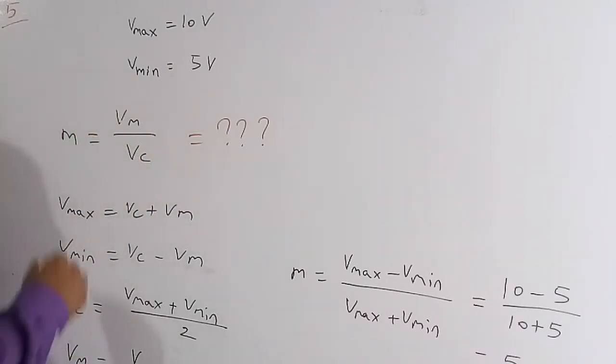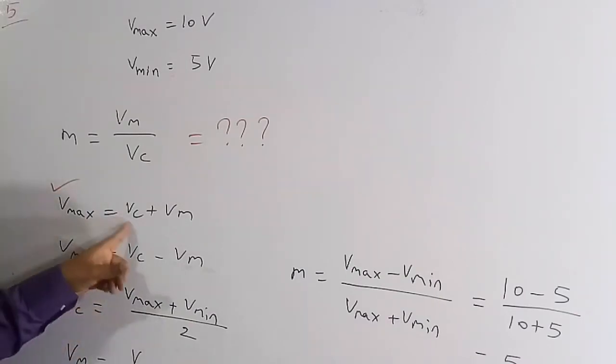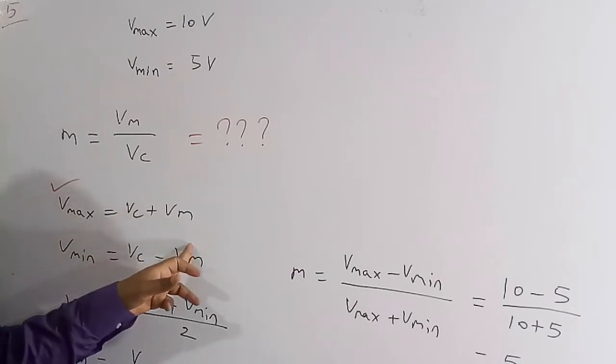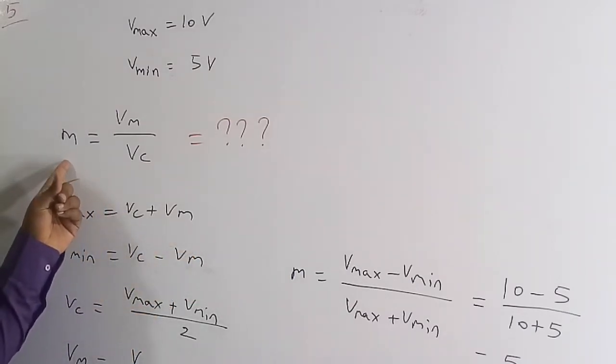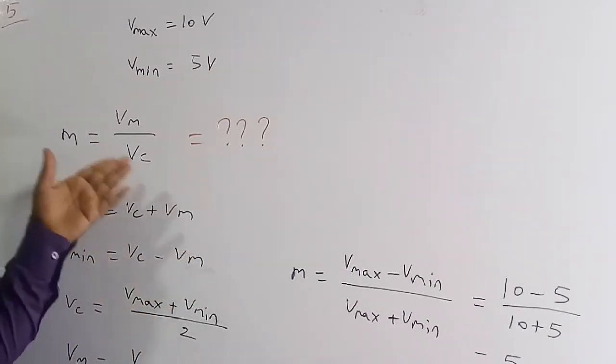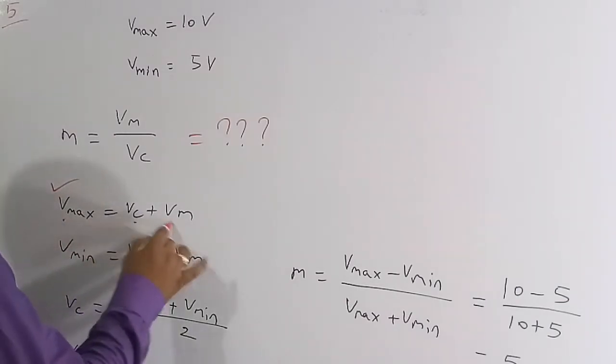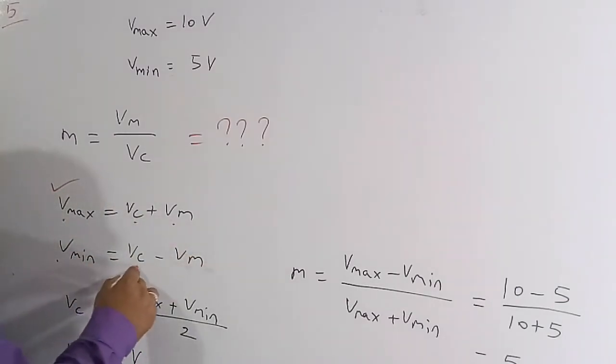Here the maximum voltage is nothing but Vc plus Vm. Vc is always greater than Vm, then only we are going to get m less than or equal to 1. Then only, by using the envelope detector or the demodulation technique, we are going to get the original signal back from the AM modulated signal. So the maximum voltage is Vc plus Vm and the minimum voltage is Vc minus Vm.